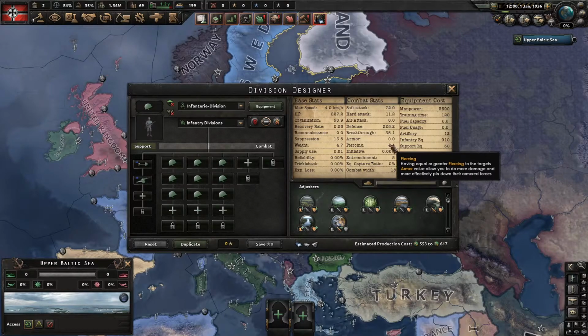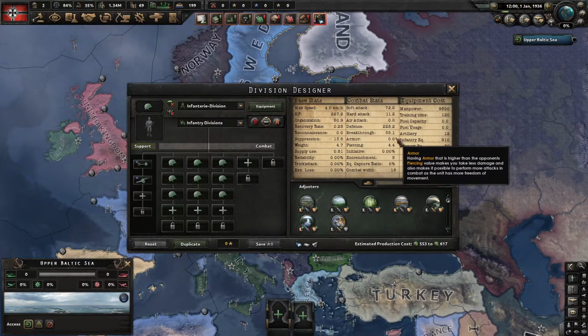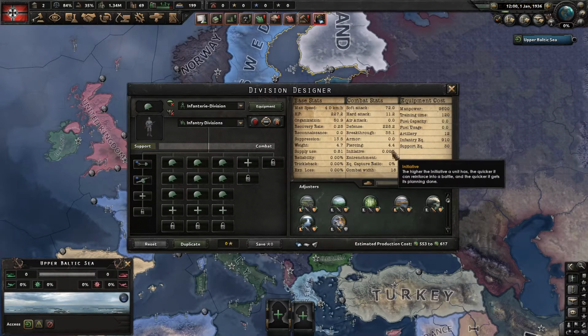So always think about what you want to do with your units. If you really want to defend against enemy armor, get your piercing up high. If you're doing a lot of attacking and you want to just roam around the battlefield not worrying about the enemy units attacking you, then get a high armor value. That's basically the most important things.